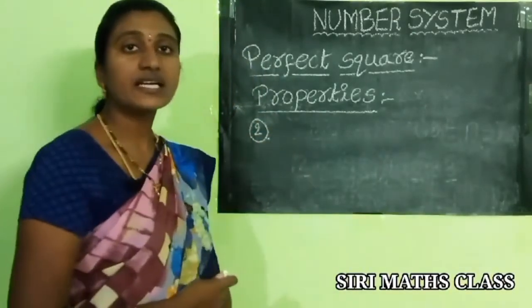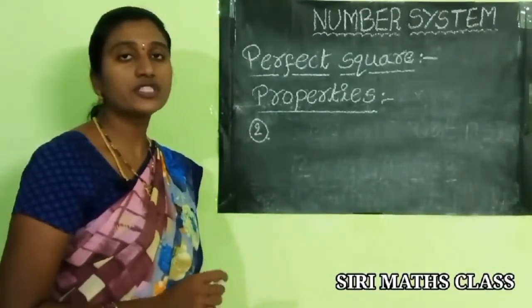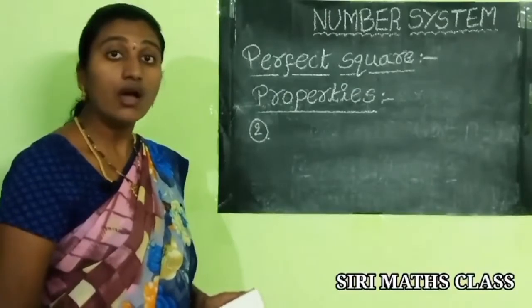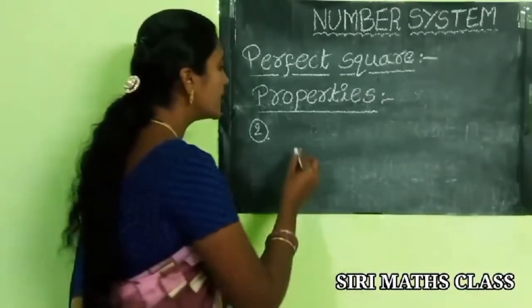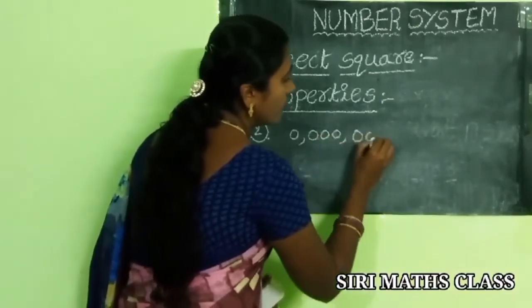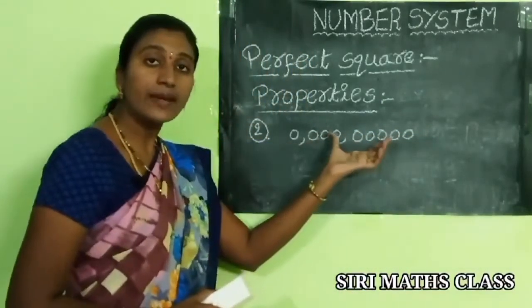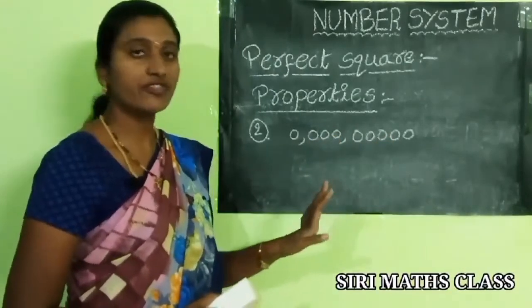Okay, what is the second condition? The number ending with an odd number of zeros is never a perfect square. Odd number of zeros means 1 zero, 3 zeros and 5 zeros. The number ending with these odd numbers of zeros is never a perfect square.